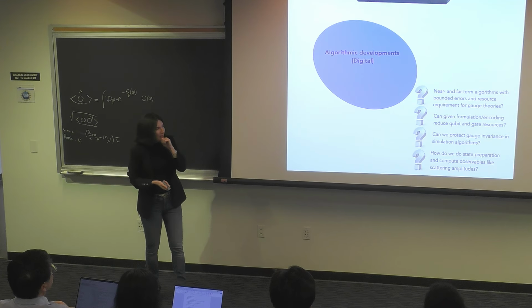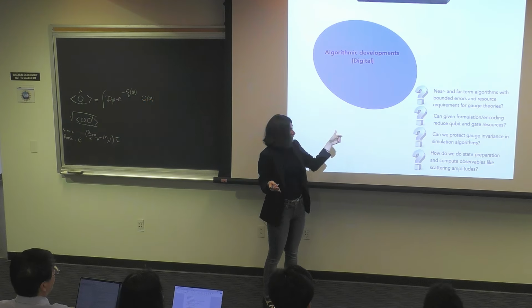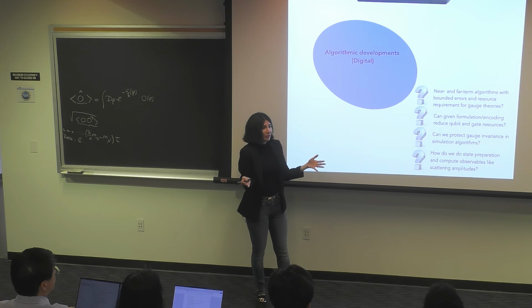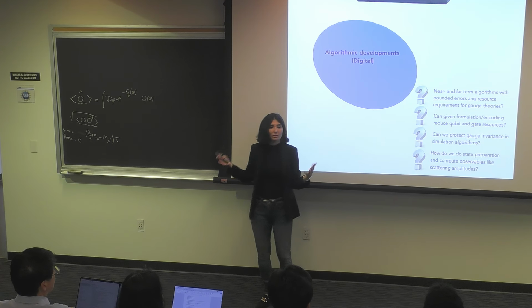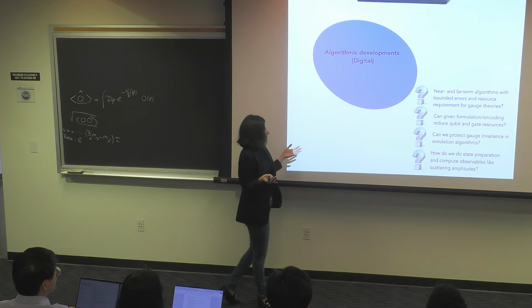What about algorithmic developments? Again, the question now is, you give me your formulation, fine, I'll accept it. Now I have to design quantum circuits to do different tasks on the quantum computers. So I need to come up with near-term and far-term fault-tolerant algorithms with bounded errors and concrete resource requirements for those theories, okay? And then I can tell you whether a given formulation or encoding would give you reduced gate or qubit requirements. That's very important to figure out.